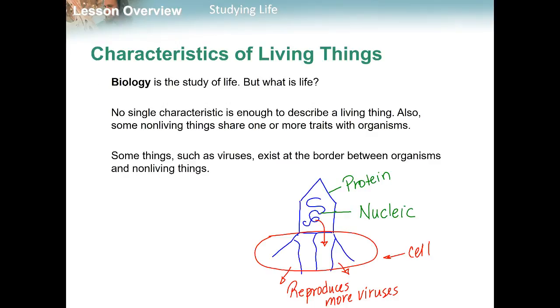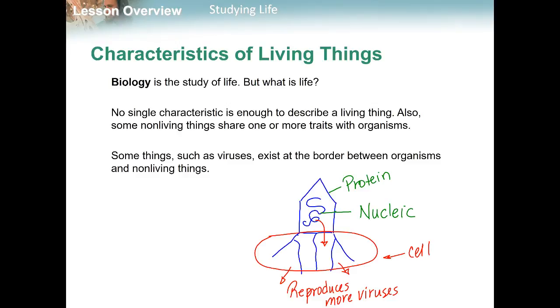And I've already told you this, biology is the study of life. That's the definition. Whenever you see ology at the end of a word, it means the study of. So bio means life. So this is the study of life. But we have to ask ourselves, what's life? What makes up life? There's not just one characteristic that's able to describe a living thing, but there's a combination of characteristics. And we need to be able to separate the living from the non-living.